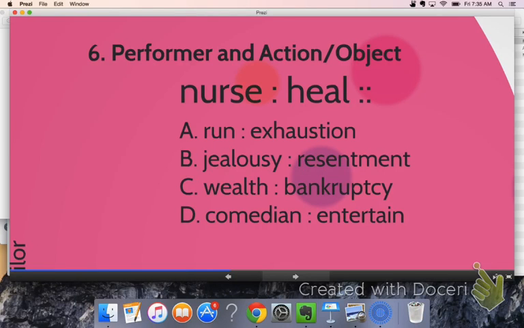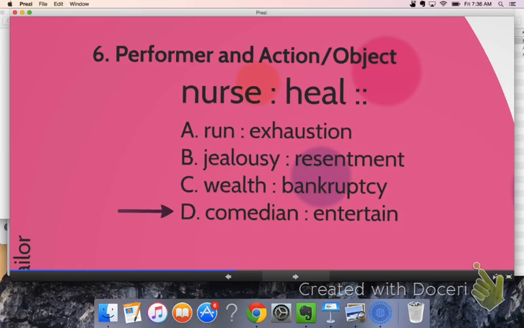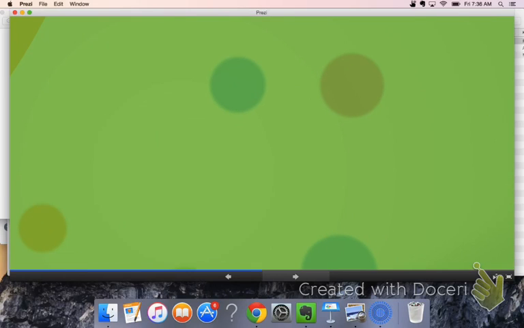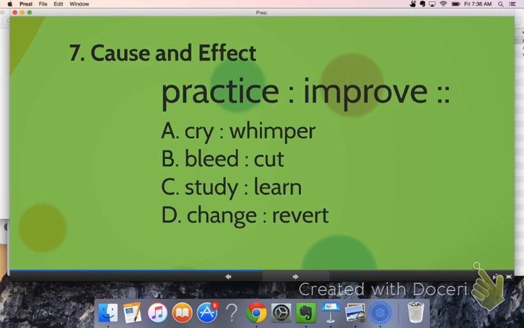Number 6 is the performer and the action or the object that they're most associated with. So a nurse is a healer, or a nurse heals just like a comedian entertains, or a teacher teaches, a student learns, a dog barks. Number 7 is cause and effect. So when you practice, you improve, just like when you study, you learn. Get it?